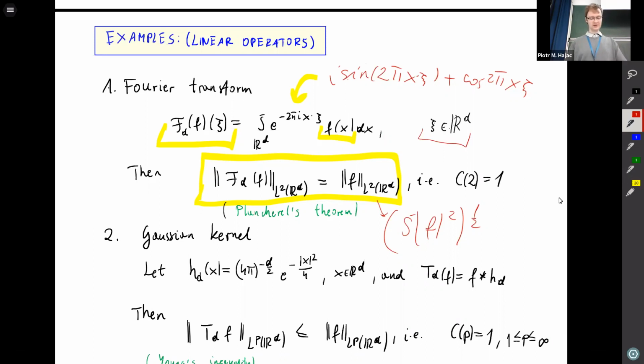Okay, so it's called, as I said, Plancherel's theorem, and it means that for the Fourier transform, you see that I defined the Fourier transform for each of the dimensions d. So I have a family of operators defined on each dimension d, as I wanted. And it says that this constant C of P for the Fourier transform, in the case P equal to 2, is equal to 1. Not only that, but actually this is the optimal constant because it's an isometry, it preserves the norm, so you cannot get a better constant. It's rare that you have this situation, but here it's quite obvious if you know Plancherel's theorem.